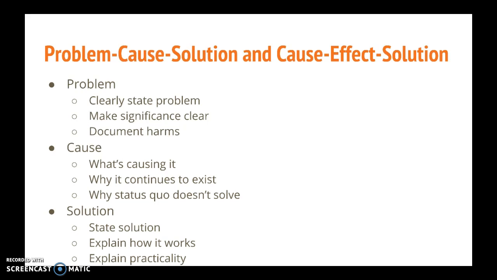So I've documented the problem, right? I've said that climate change exists, and that the temperatures are rising, and that it's causing all this extreme weather, and it's killing people and causing power outages and all of these different things, right? Made the significance clear, documented my harms. Then I go into what's actually causing the problem. So I talk about how we rely too much on our cars, or that the meat industry is out of control, and that there's all of these greenhouse gases that are building up in the atmosphere that are leading to this increase in global temperature.